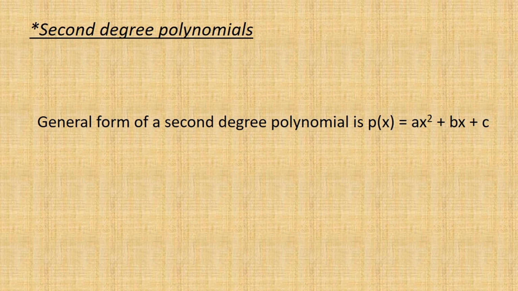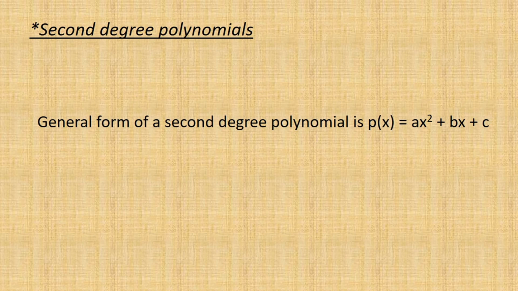A second degree polynomial means a quadratic polynomial, and the general form is p of x is equal to ax square plus bx plus c. Okay, you know the general form. And a cannot be 0. If a is equal to 0, then what will happen? Then it cannot be a second degree polynomial. The first term will become 0. So a cannot be 0. B can be 0, no problem. So ax square plus bx plus c is the general form of a second degree polynomial.